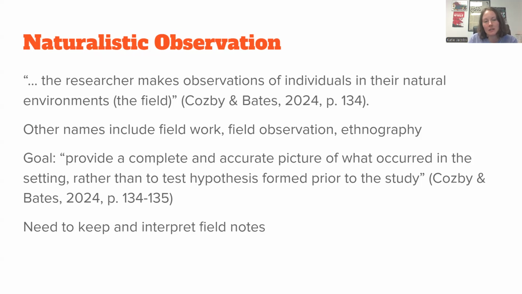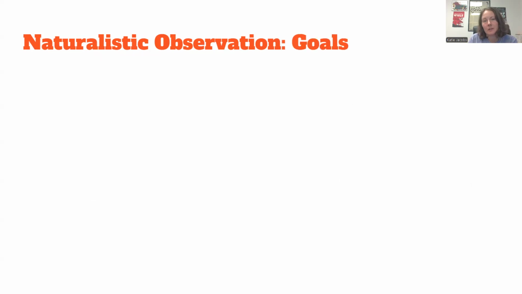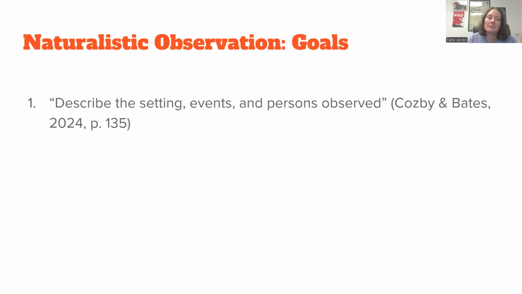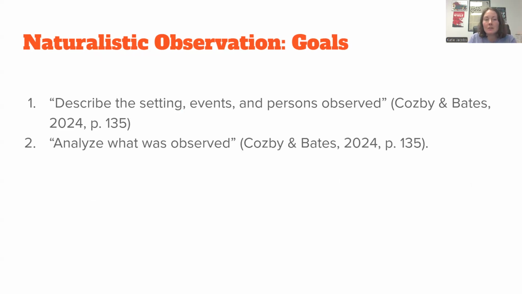During this type of research, you need to keep and interpret field notes. The book mentioned that sometimes people write those down, sometimes people dictate them. There's several different ways that people can take those notes. And there are some goals of this type of research. One is to describe a setting, events, and persons that were observed. But another goal is to analyze what was observed. So it's not just enough to watch what's going on, but to try to analyze what was going on.